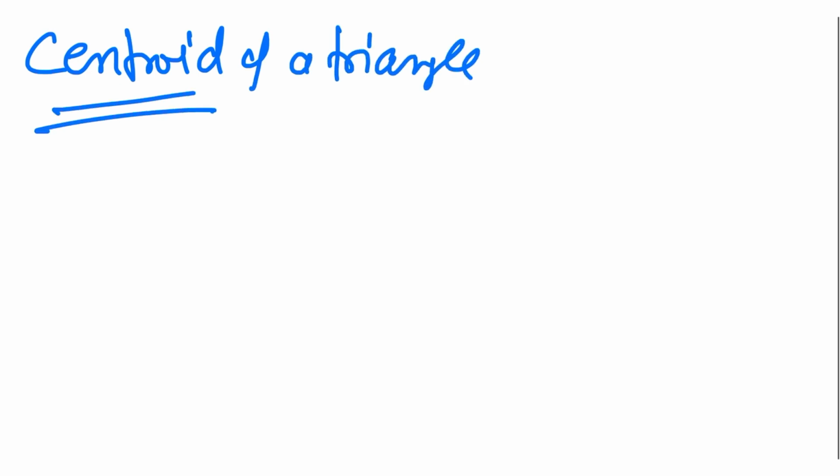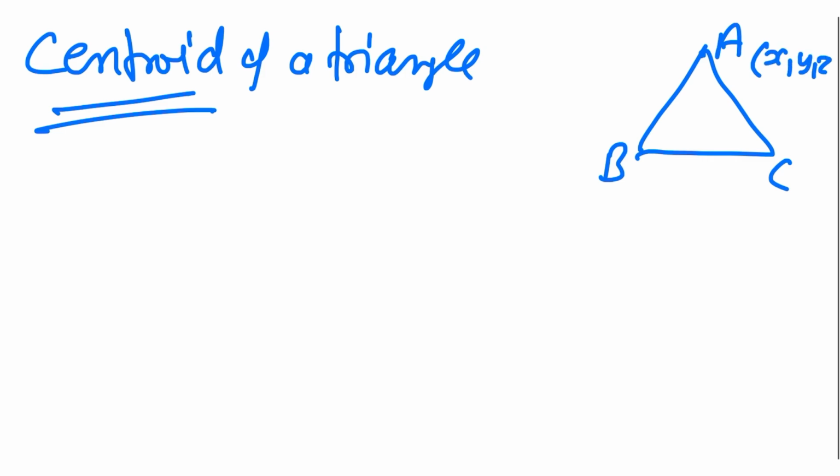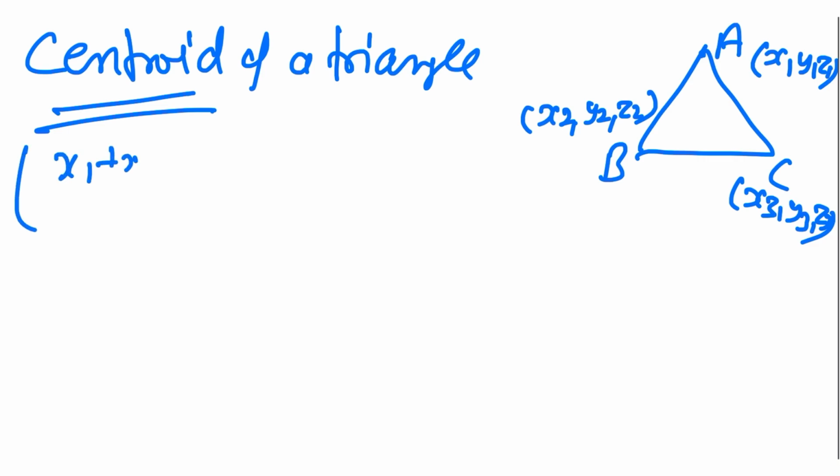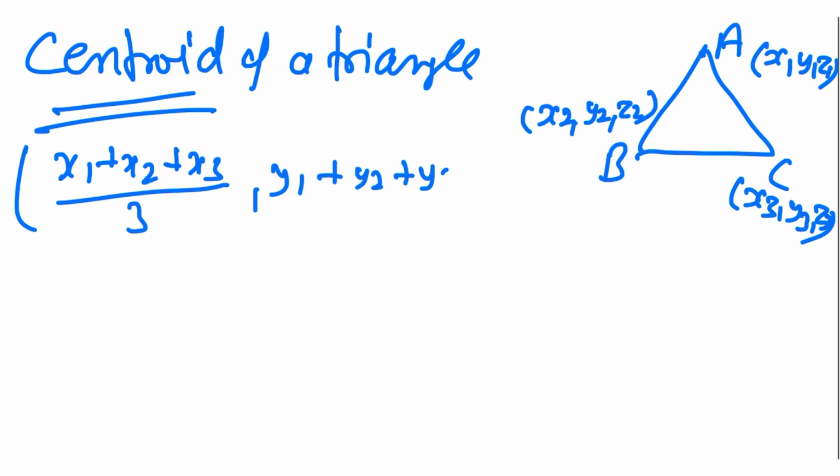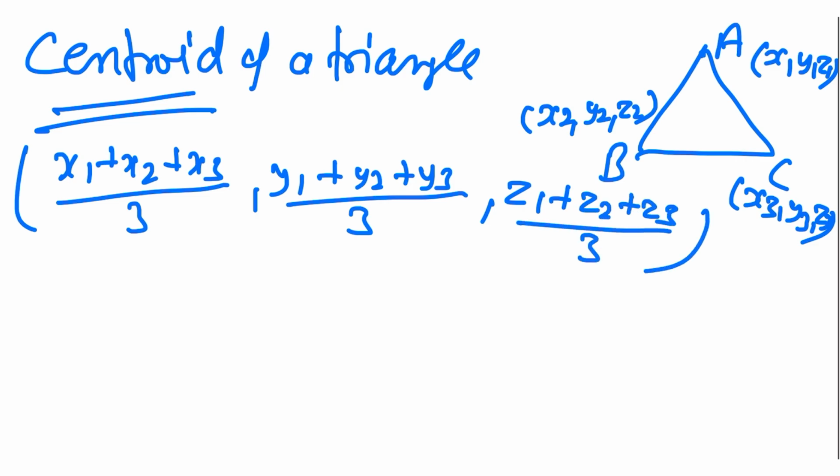Now another, we have the centroid of a triangle. Let we have a triangle ABC whose coordinates are given as x1, y1 and z1, x2, y2 and z2, and third is x3, y3 and z3. So the centroid of the triangle is (x1 plus x2 plus x3) by 3, (y1 plus y2 plus y3) by 3, and (z1 plus z2 plus z3) by 3. This is the centroid of a triangle.